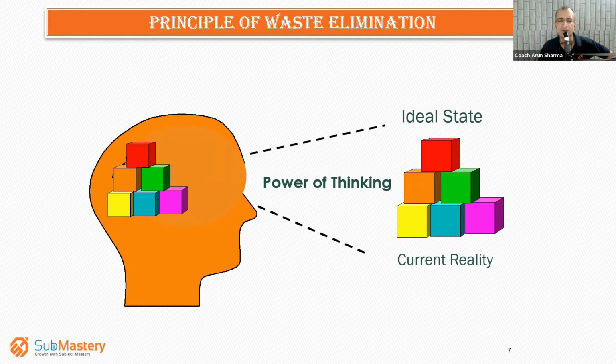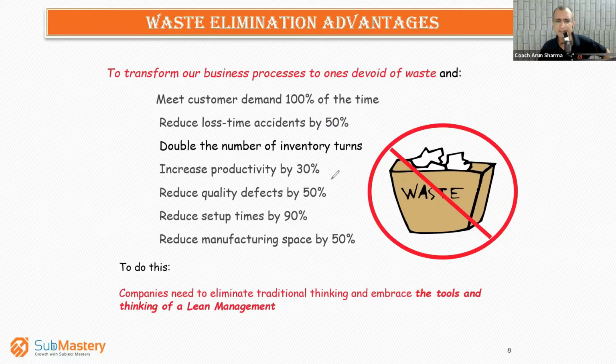So what is the advantage? If you go for waste elimination and focus on the MUDA, these are some of the typical advantages which most companies will get. They will meet customer demand, and see a reduction in accidents by 50%. They will double the number of inventory turns. That means a lesser amount of inventory. They will have more sales or more finished goods, right? Increased productivity, reduction in defects, reduction in setup time, reduction in the manufacturing space. So companies need to eliminate traditional thinking and embrace the tools and techniques of lean management. This is a need of the hour, that companies need to adopt this lean practice, lean thinking, right? If not, then you know what will happen. They'll not be able to meet customer expectation.